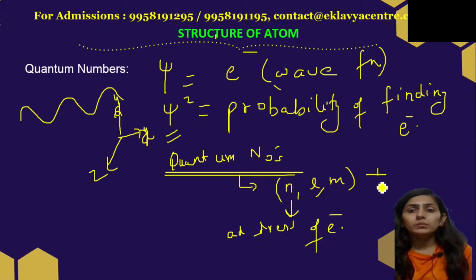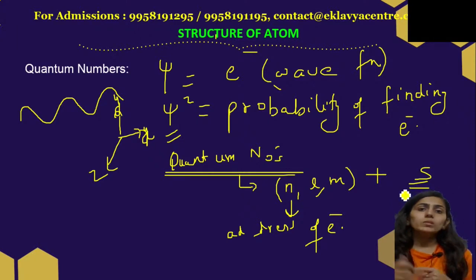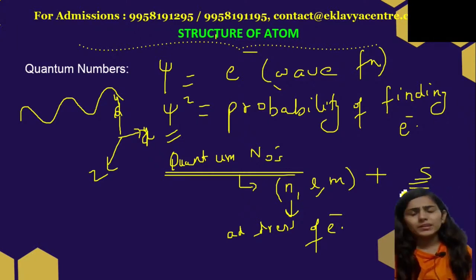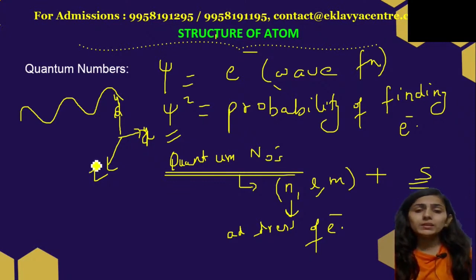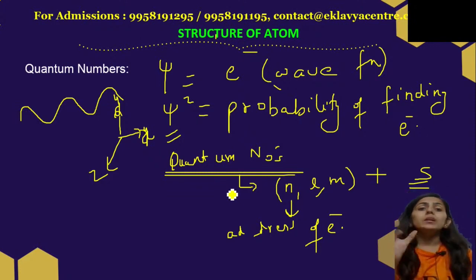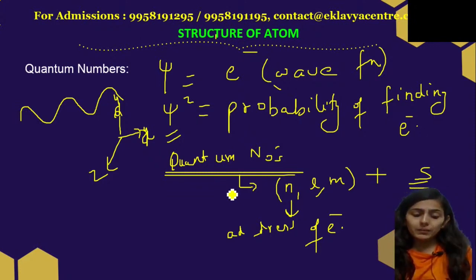And we have one more quantum number, the spin quantum number. It tells us the orientation of the electron. We'll discuss this in a later video. So these four quantum numbers tell us the location of an electron inside the atom, and the most important are n, l, m.